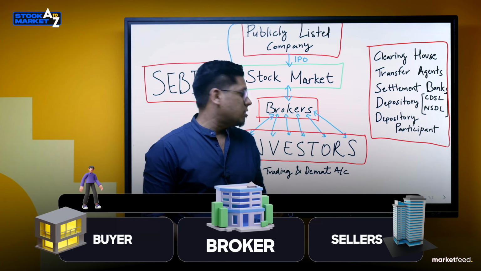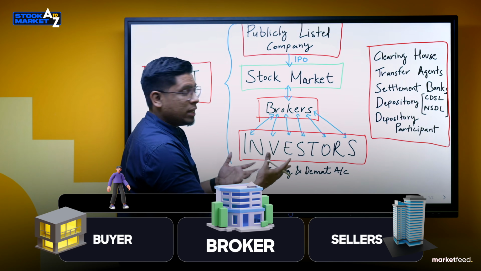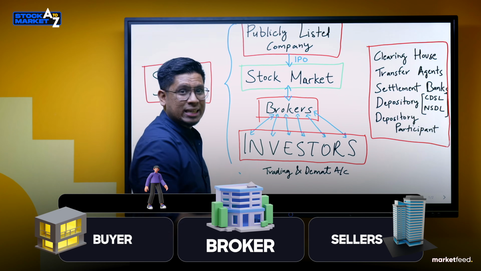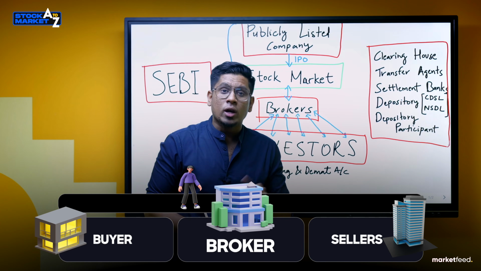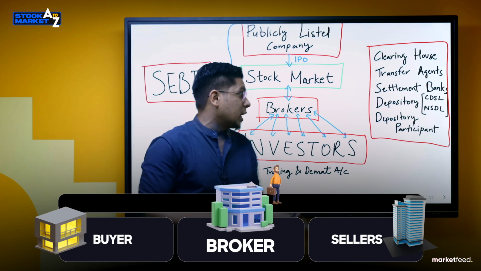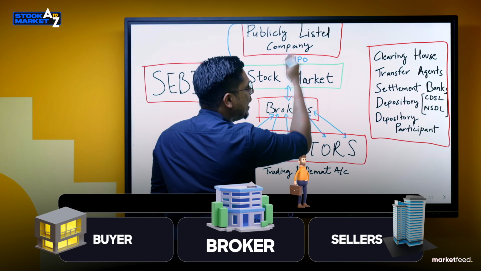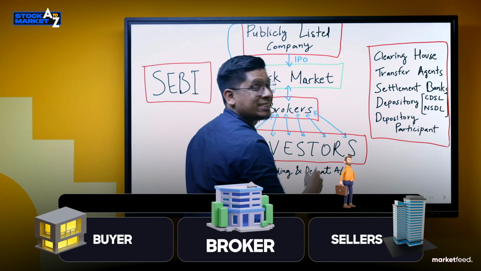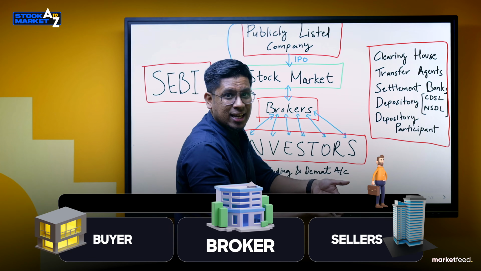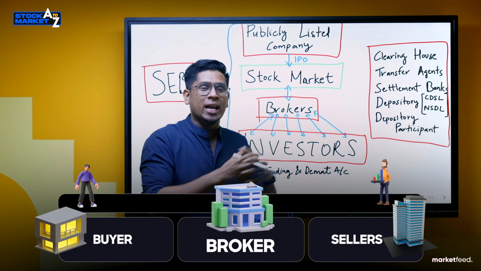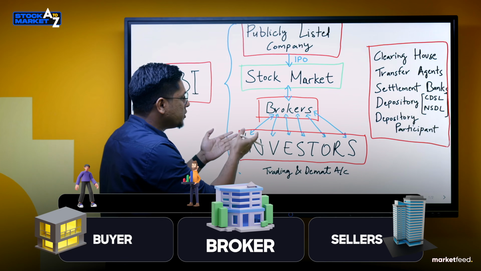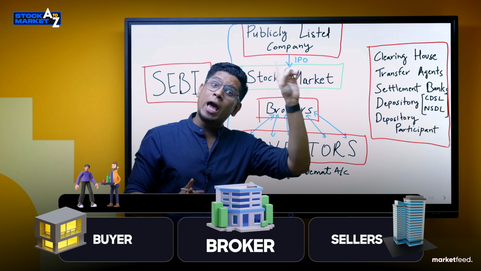In the initial days, if someone wanted to buy a stock, he had to go to a broker physically and tell the broker, okay, I need this stock. Then the broker would go around the market. The broker would actually get into the stock market and go around finding a seller. If the broker finds a seller, then the broker facilitates the deal, gets the stock from the seller and gives it to the buyer. This used to happen earlier.